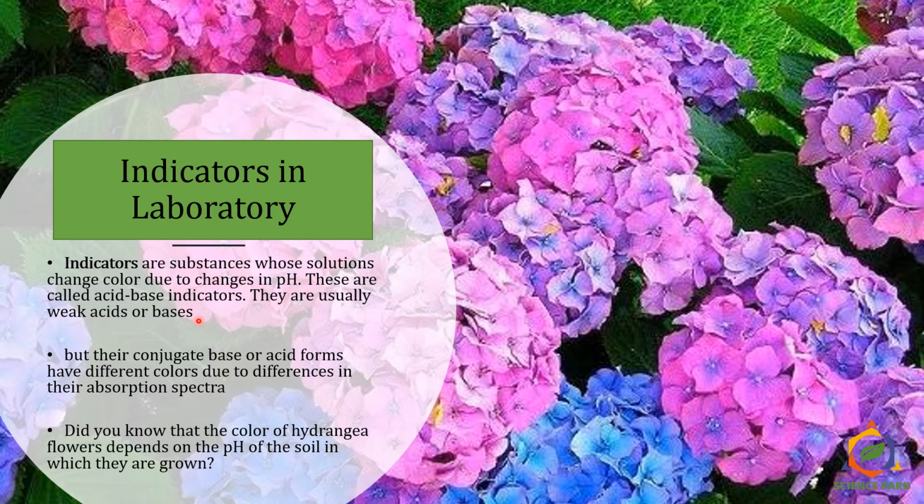These are called acid-base indicators. They are usually weak acids or bases. But their conjugate base, I mean their product base or acid, forms different colors due to differences in absorption of the light. Now, do you know that the color of hydrangea flowers, which I have shown you here in the picture, depends on the pH of the soil in which they are grown?